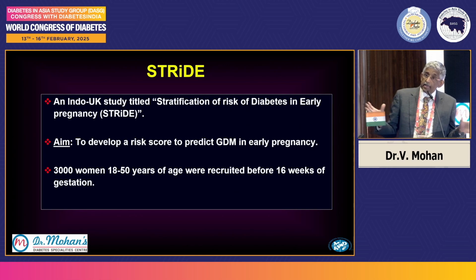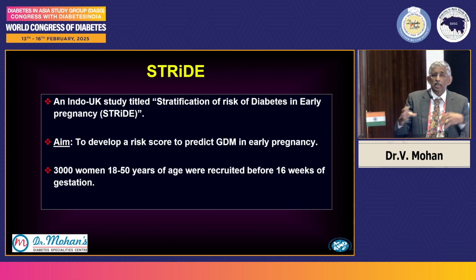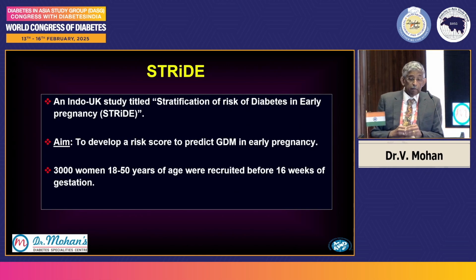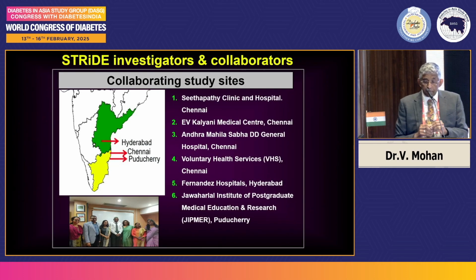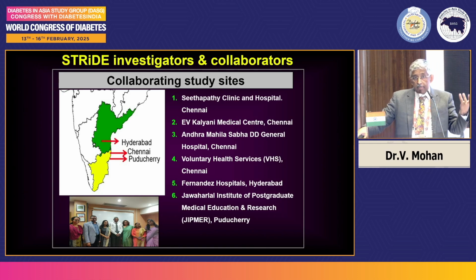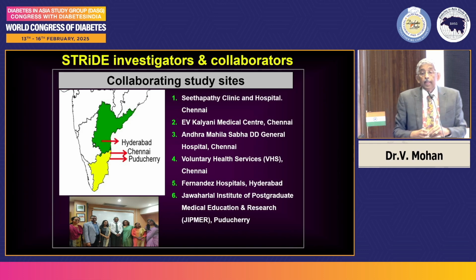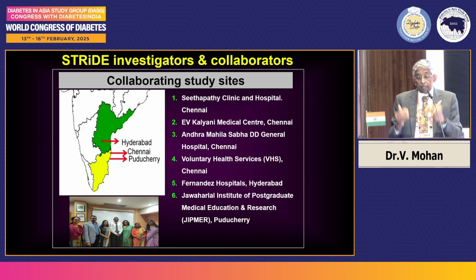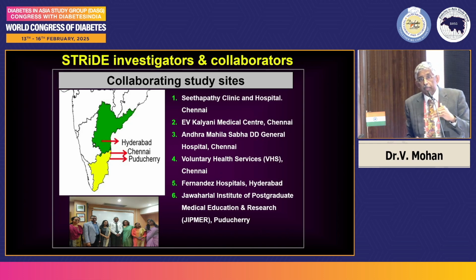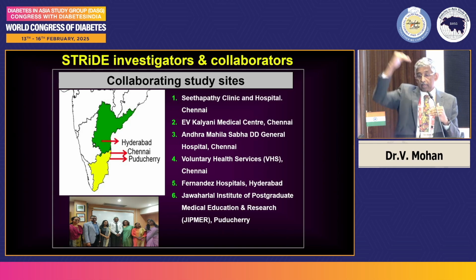And STRIDE was a large study. Normally the GDM studies are 50, 100, 200. Here we had 3,000 women between the ages of 18 and 50. There were a lot of sites. I'm talking about the India sites now. So Chennai was obviously the center, and we had Sitapati Clinic where Dr. Uma Ram, our obstetrician, who also runs the EV Kalyani. Then to get women of different socio-economic status, Uma Ram's clinic is a little higher income group. EV Kalyani is slightly lower, Andhra Mahila Sabha is even lower, VHS is even lower. So we had women from the lower to the middle to the higher socio-economic status.